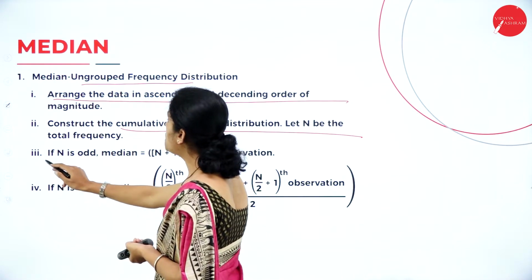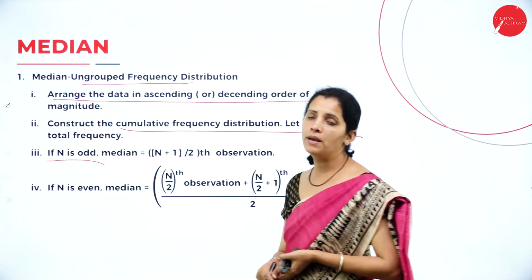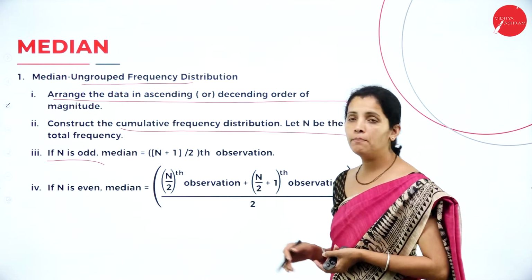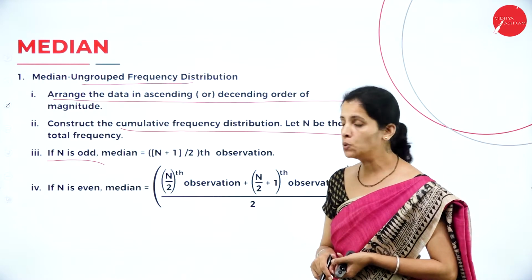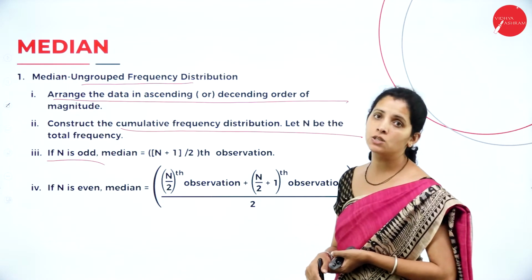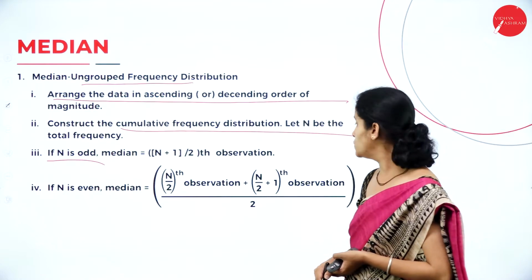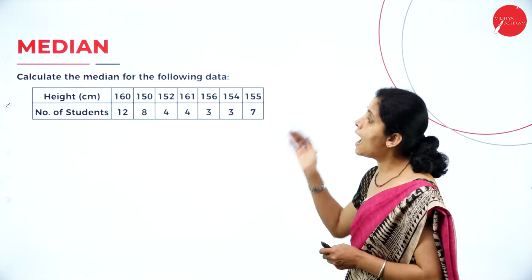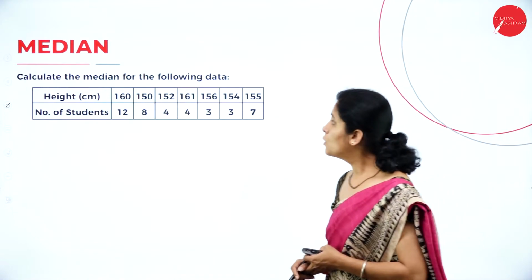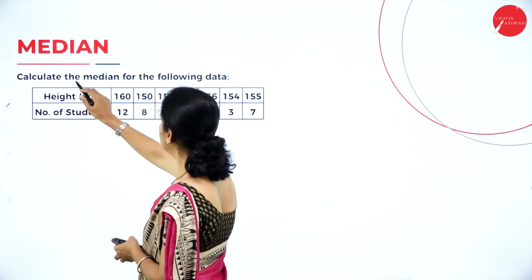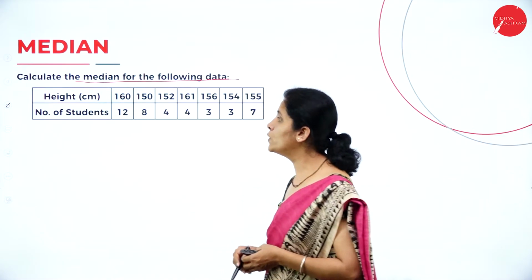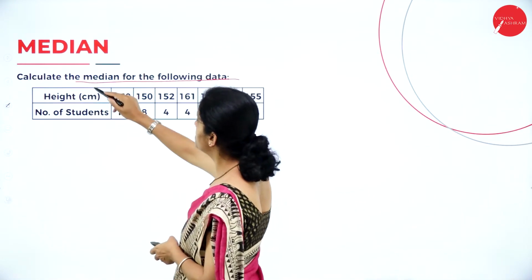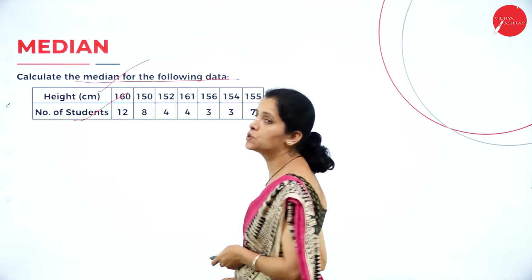And if it is odd, then what's the formula? N plus 1 divided by 2. If it is an even number, then I have n by 2 observation plus n plus 1 divided by 2 observation. Okay, fine. Now, dear student, I have the question. What's the question? Calculate the median for the following data, and I have the data that's in the form of centimeter, and I have number of students.